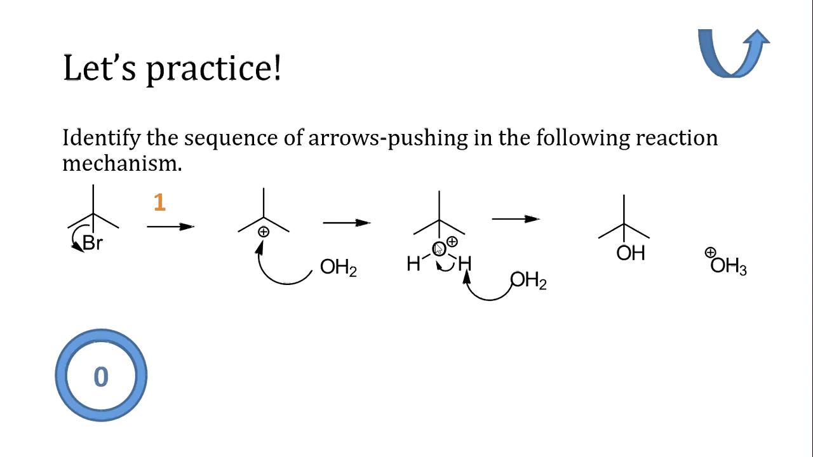Mechanism step 1 shows the carbon-bromine bond breaking and the electrons are moving towards the bromine atom. This is a loss of leaving group. Mechanism step 2 shows an arrow being drawn from water towards the carbocation. So we are showing a nucleophilic attack from the lone pair of water on that carbocation.